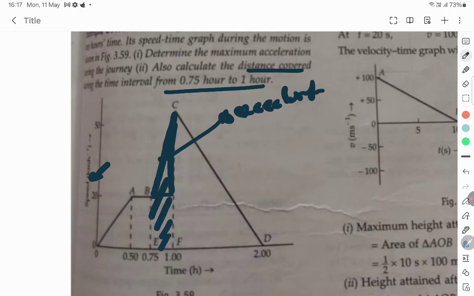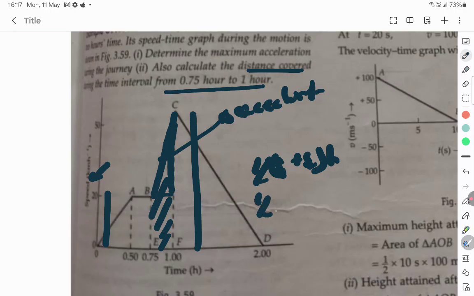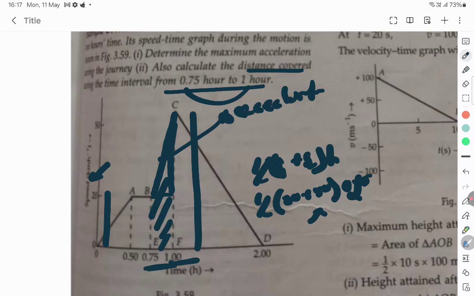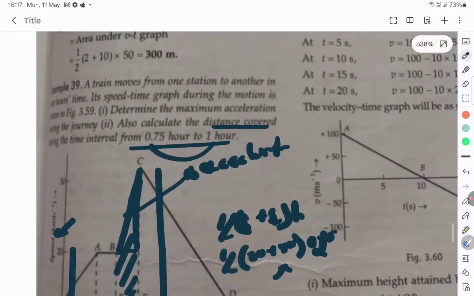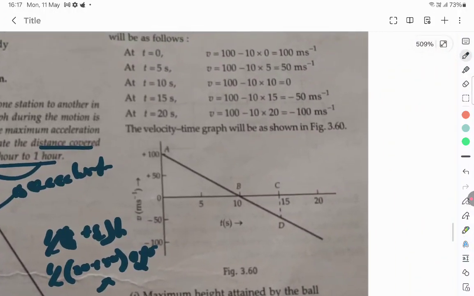Between that time it is a trapezium, half into S1 plus S2 into H. What is S1? It is 20. What is S2? It is 50. Half into S1 20 plus 50 into height. Height is this, 0.75 minus 1. The time difference between this is 0.25. Just find this answer and you get the value of the displacement or distance covered in that time. So that clarity you should have to understand the graph.